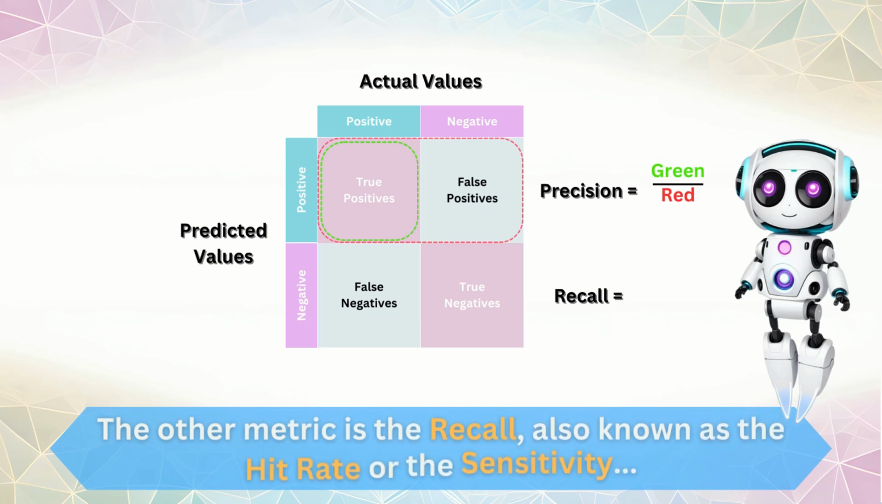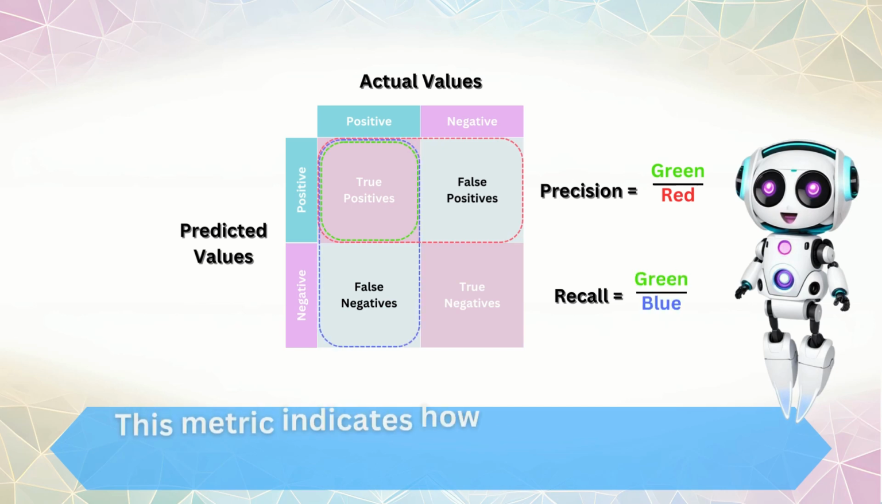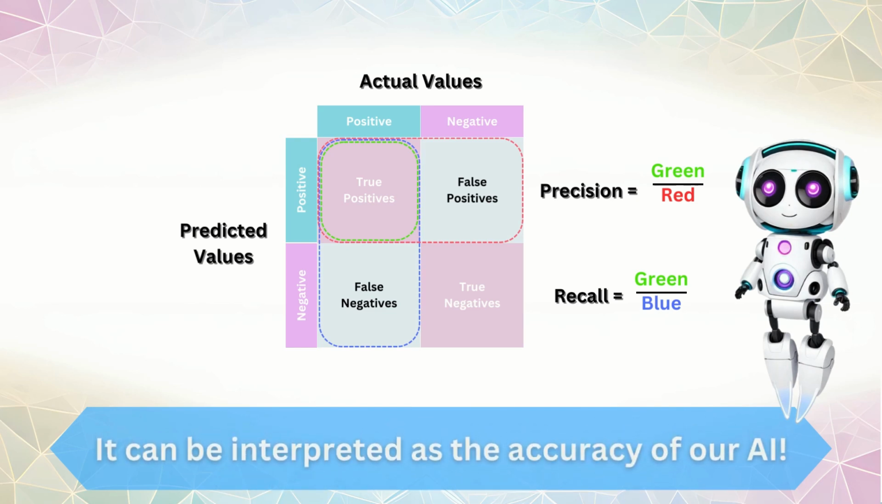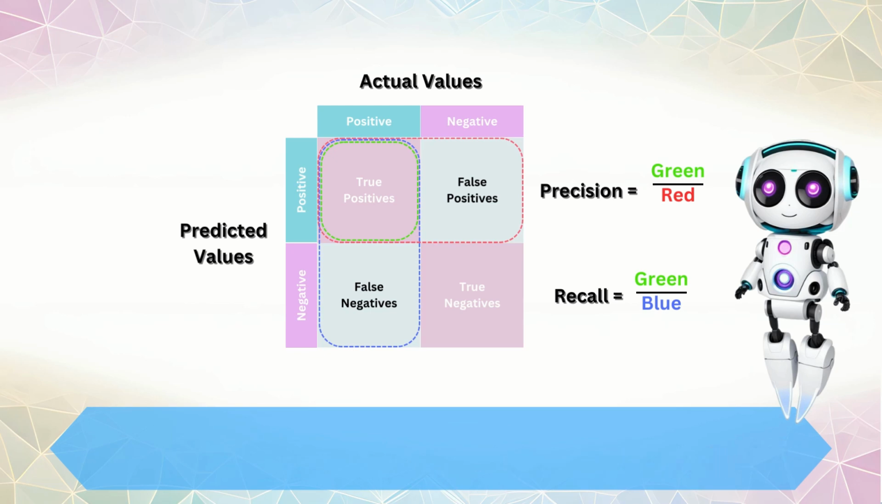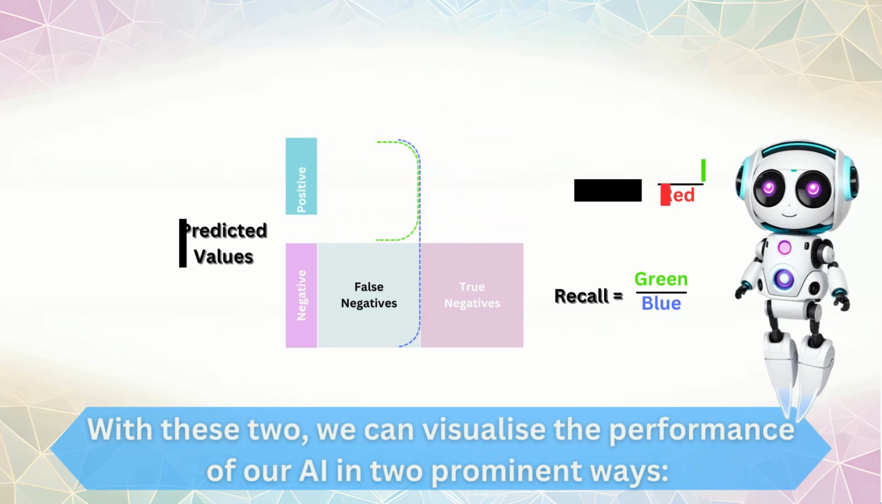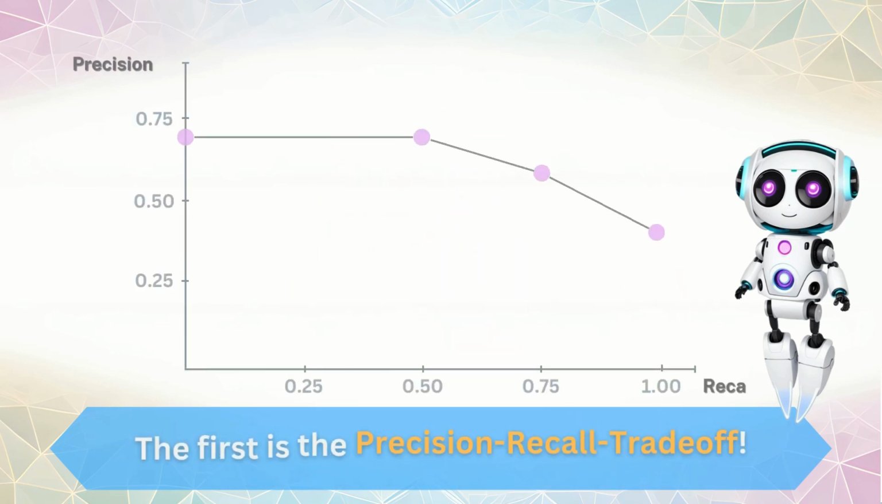The other metric is the recall, also known as the hit rate or the sensitivity. This metric indicates how many of all the positive cases are predicted as positives. It can be interpreted as the accuracy of our AI. With these two, we can visualize the performance of our AI in 2 prominent ways. The first one is the Precision-Recall-Tradeoff.